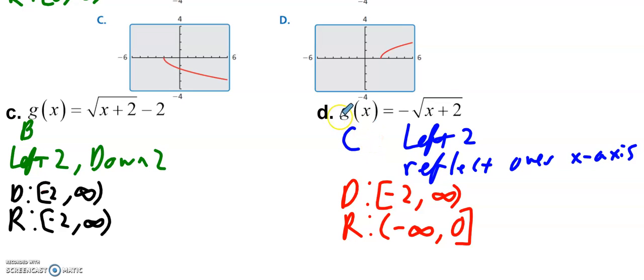And then the last one, equation D. So this one, it went left 2, but we had a reflection over the x-axis. So that was the negative here, and I can see that reflection here. So the domain is -2 to infinity. However, the range, remember whenever we write domain or range in this interval notation, the lower number has to be on the left. And so this is going to go down forever. So it's actually going to start at -infinity, and then the highest the graph gets to is a y-coordinate of 0. So this is -infinity to 0 with a bracket on the 0.